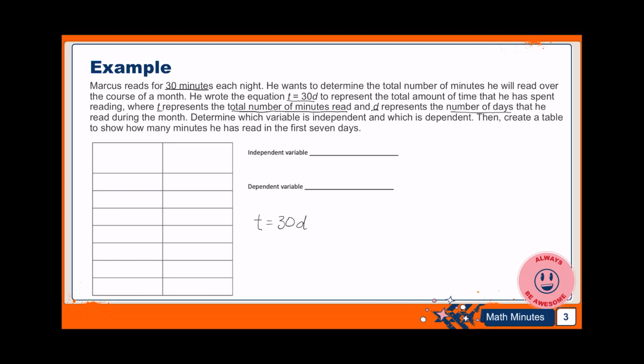And when I think about the cause and the effect, the independent and dependent variable, the independent variable is going to be the cause of the change, right? Every day he reads 30 minutes. So the number of days that he reads is going to be the cause, because that's going to tell me how much time he spends reading. So he reads 30 minutes every day, right? If he reads for 10 days, I can figure out that it's just 30 times 10, which gives me 300, right? So the cause here is the independent variable, which is the D, or days.